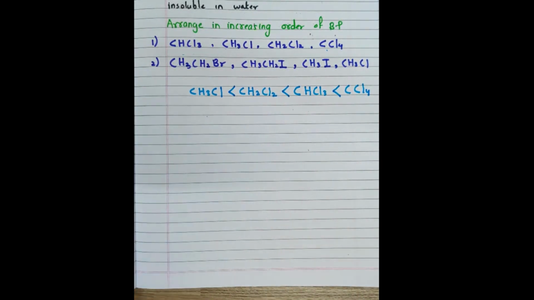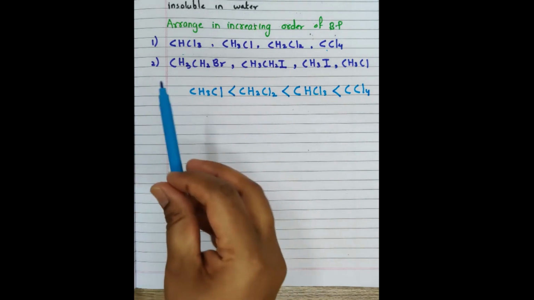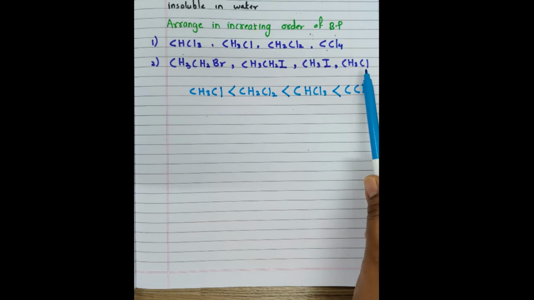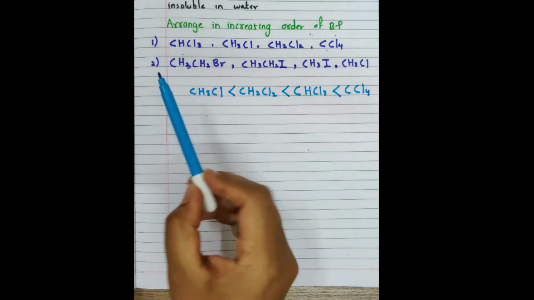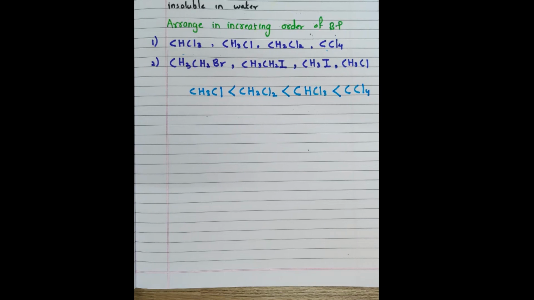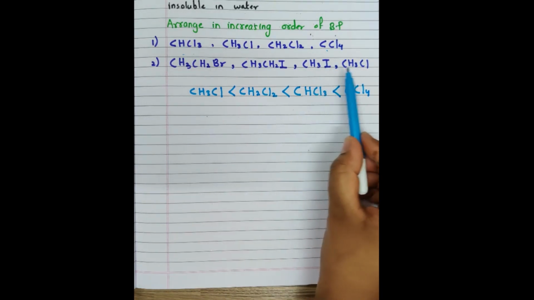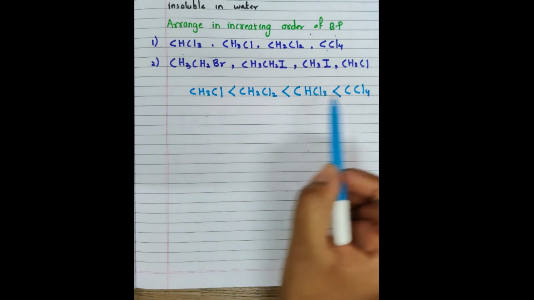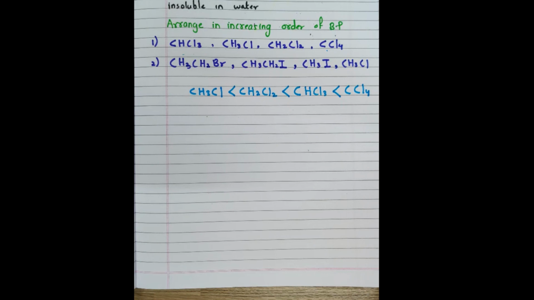Now let's do the second example. Here we have ethyl bromide, ethyl iodide, methyl iodide, and methyl chloride. Okay, now we'll compare these. We'll find that we have two different types of alkyl groups and two different types of halogens attached here. Okay, so let's take the smaller one first. We have methyl chloride and methyl iodide. Both have 1 carbon and 1 halogen.